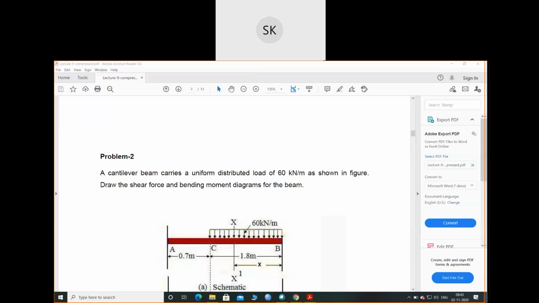Same cantilever beam, but the UDL is not over the whole span, it is over this span. Here only one load is acting, so you can take a section, and only one section will be enough. Find the shear force and bending moment and place the value of X here, so it will be easy to find. So all of you try by yourself.